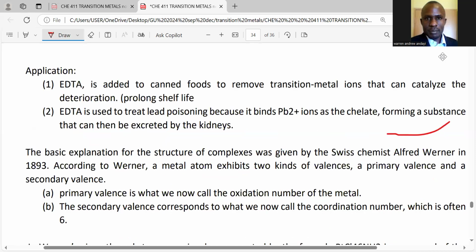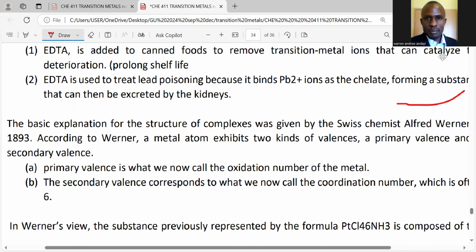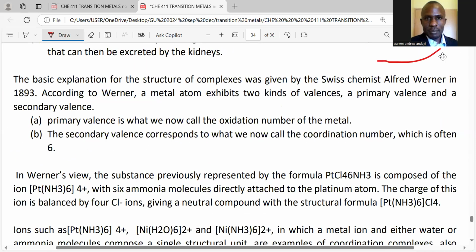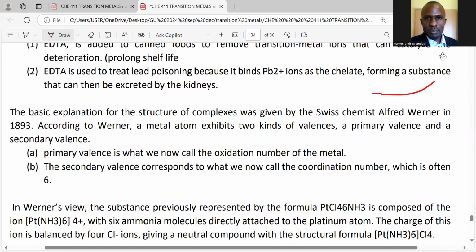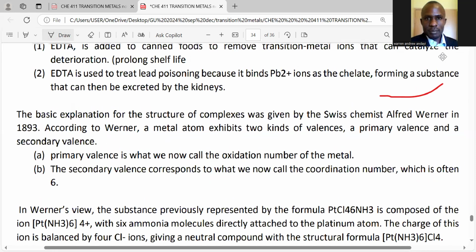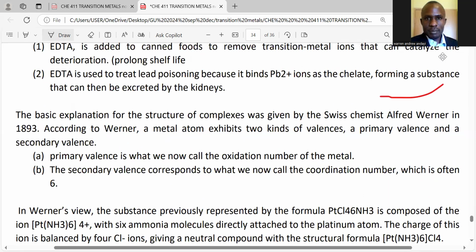So we go to something else. There's this chemist called Alfred Werner, who said that metals, especially transition metals, exhibit two kinds of valencies. The primary valence, the one we know from the periodic table, and the secondary valence, which is usually the coordination number, and it is usually 6.